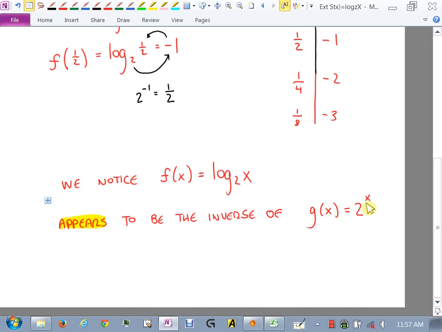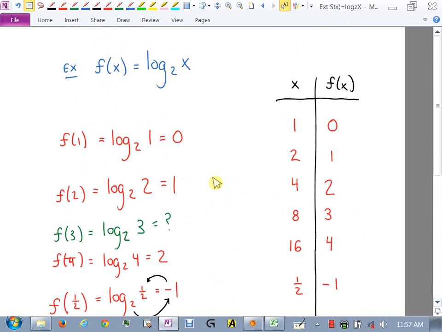How did we check that two things were inverses? What are the two things you have to show? F of g of x equals x and g of f of x equals x. You have to show that x going through both functions both ways gives you x. So I'd like to verify that now.